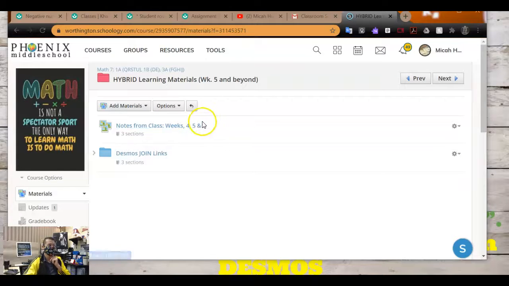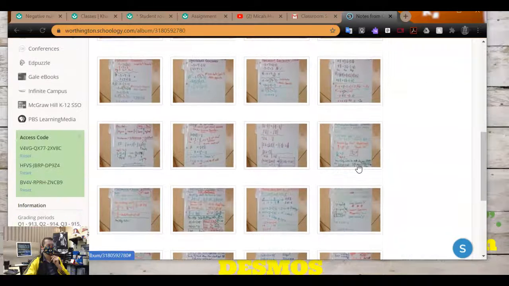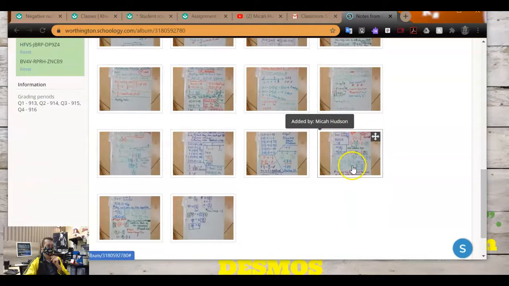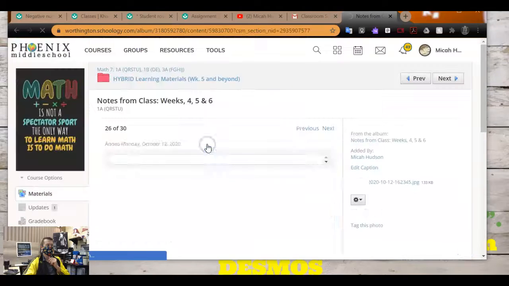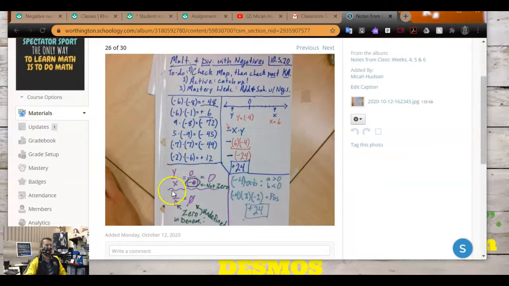So now I'll have a separate one for week 7 and a separate one for week 8. But guys, I took the time to take all the pictures of all the notes from the past 3 weeks. So if you missed any notes, or if you want to go back and review something that we did, or just go back and like, when people ask, how do you study math? This is one way that you can study math. Go back and review what we talked about.